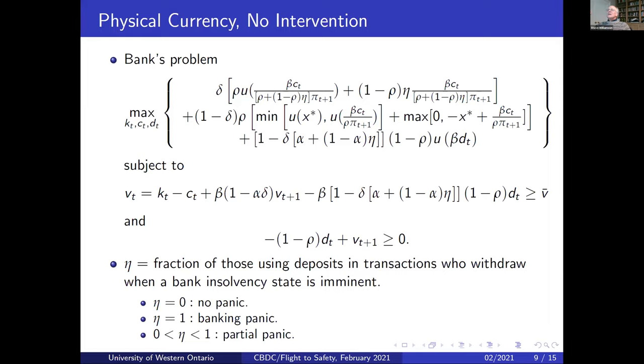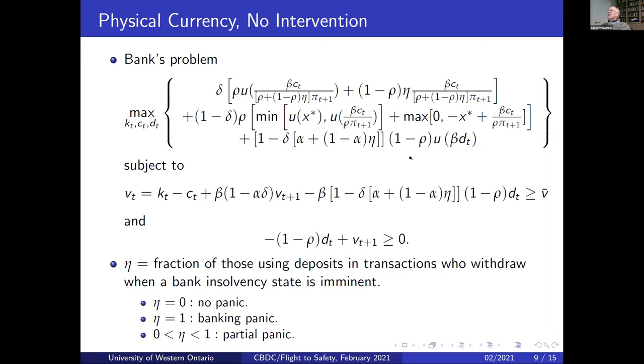Okay, so the objective function there is the expected utility of the depositor. There's probability delta that this bad aggregate state occurs, and then probability rho that in that state I'm a depositor who needs currency. So for sure I want to withdraw currency, but there are going to be rho plus one minus rho eta people withdrawing. We split up the currency among them, and you take the currency to the centralized market and trade it for goods. This is how much you get.